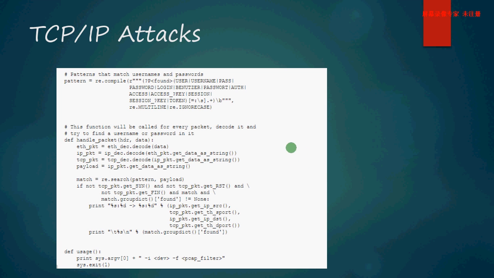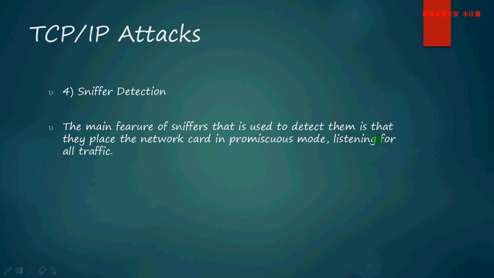So next is about sniffer detection: how to detect them, and basically detecting if there is any sniffer in your network. The main feature of a sniffer that is used to detect them is that they place the network card in promiscuous mode, listening for all traffic. Typically, a sniffer is placed on a machine with a full TCP/IP stack, which is affected by this mode.